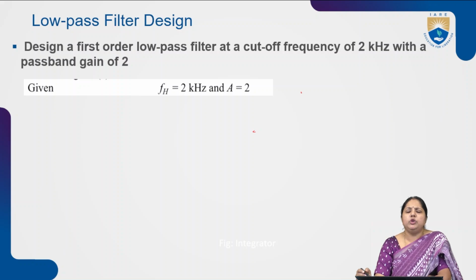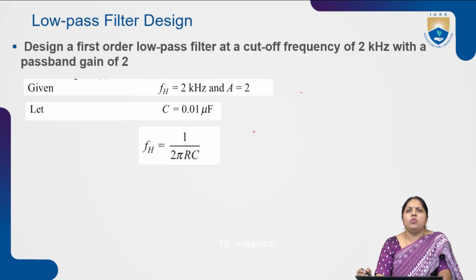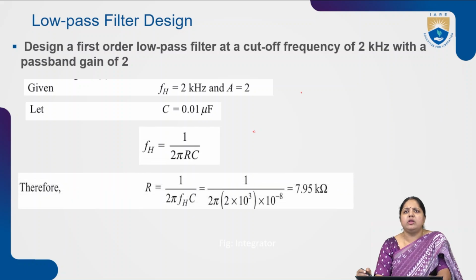Later assume some capacitance value. Here I am choosing the capacitance value equal to 0.01 microfarad. Based on that, use the expression FH equal to 1 by 2 pi RC. You require only the resistance parameter R, so calculate the R value from this expression. I am getting 7.95 kilo ohms as the resistance value.